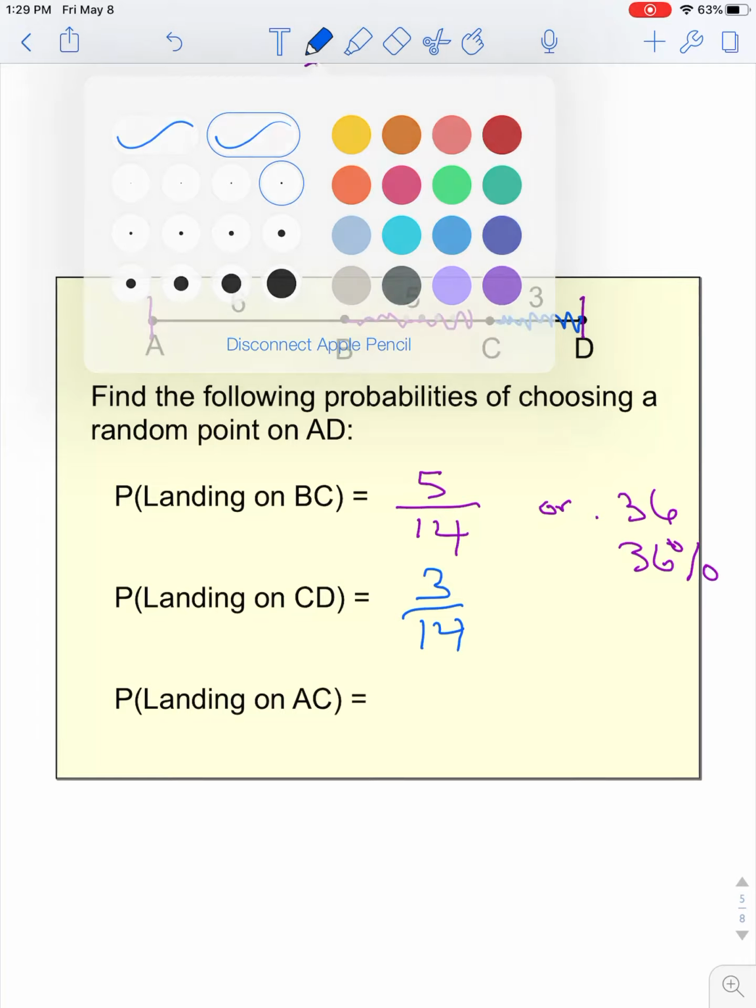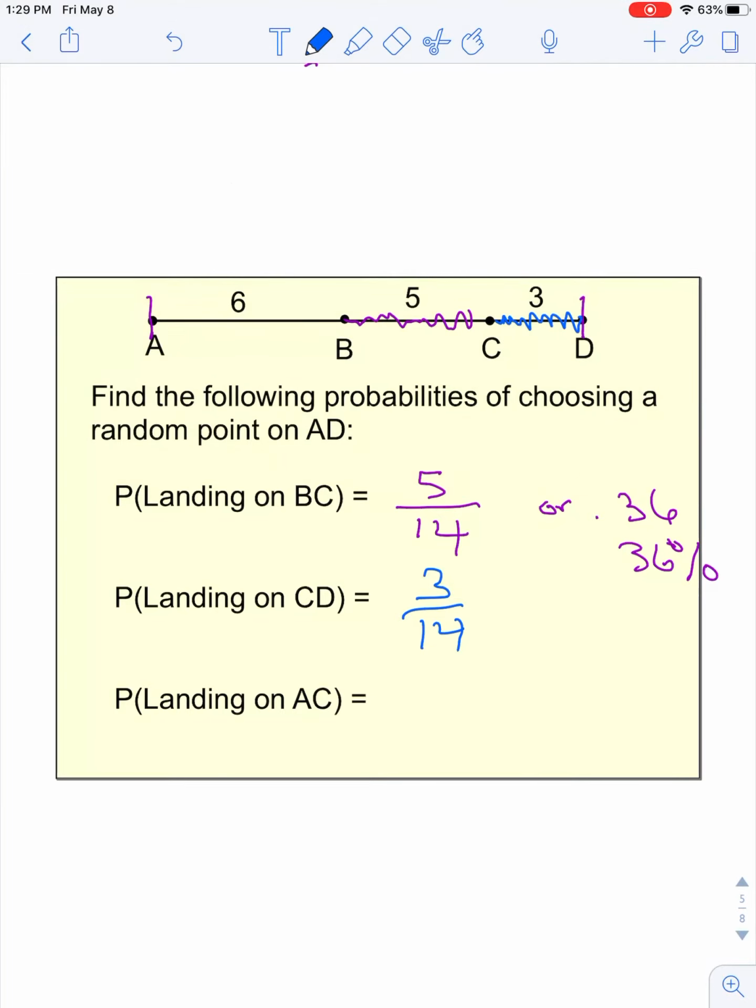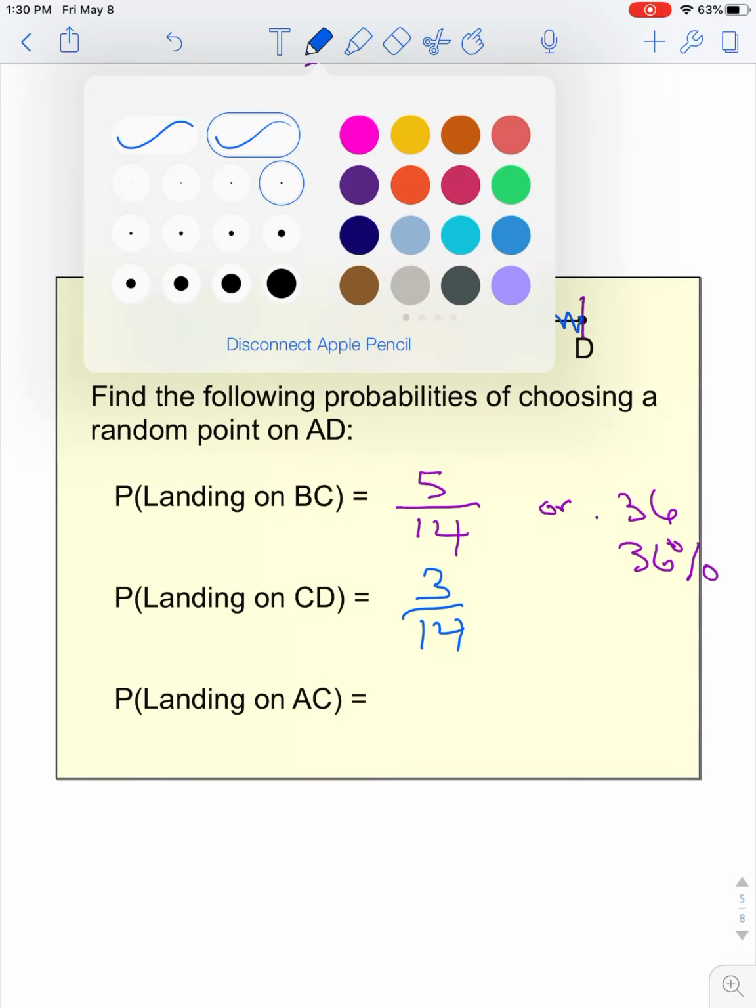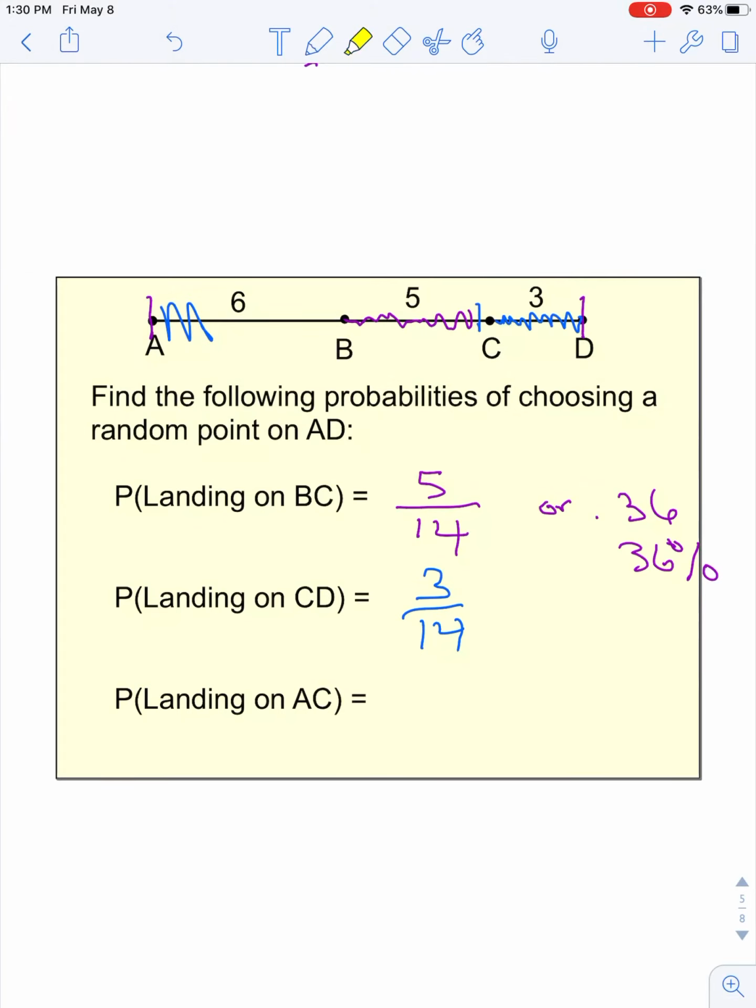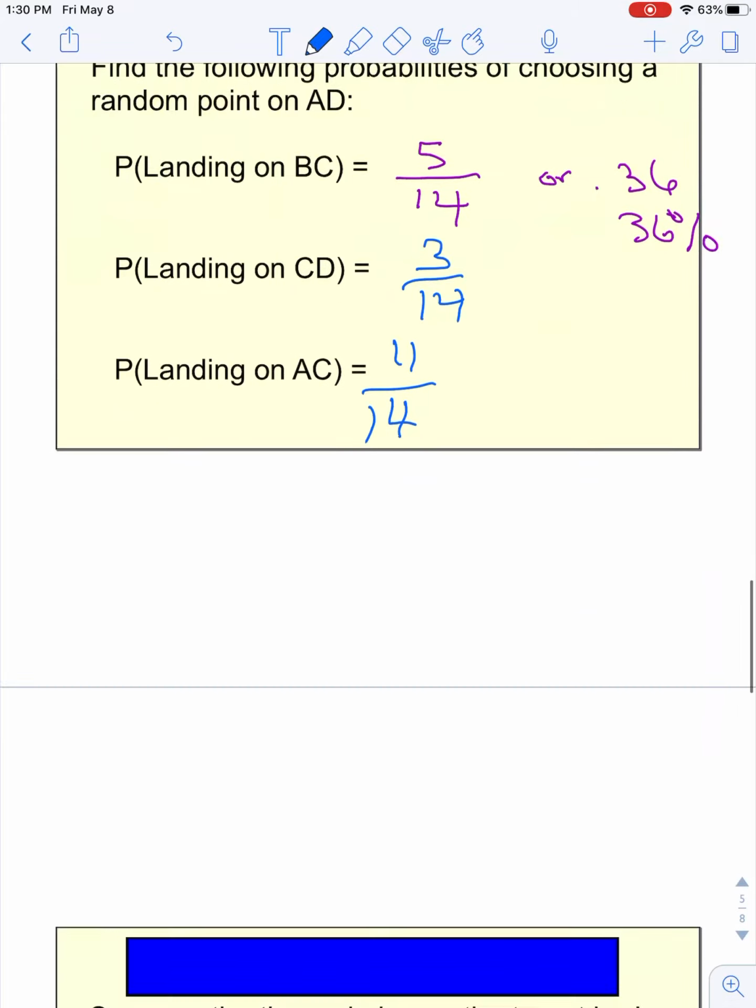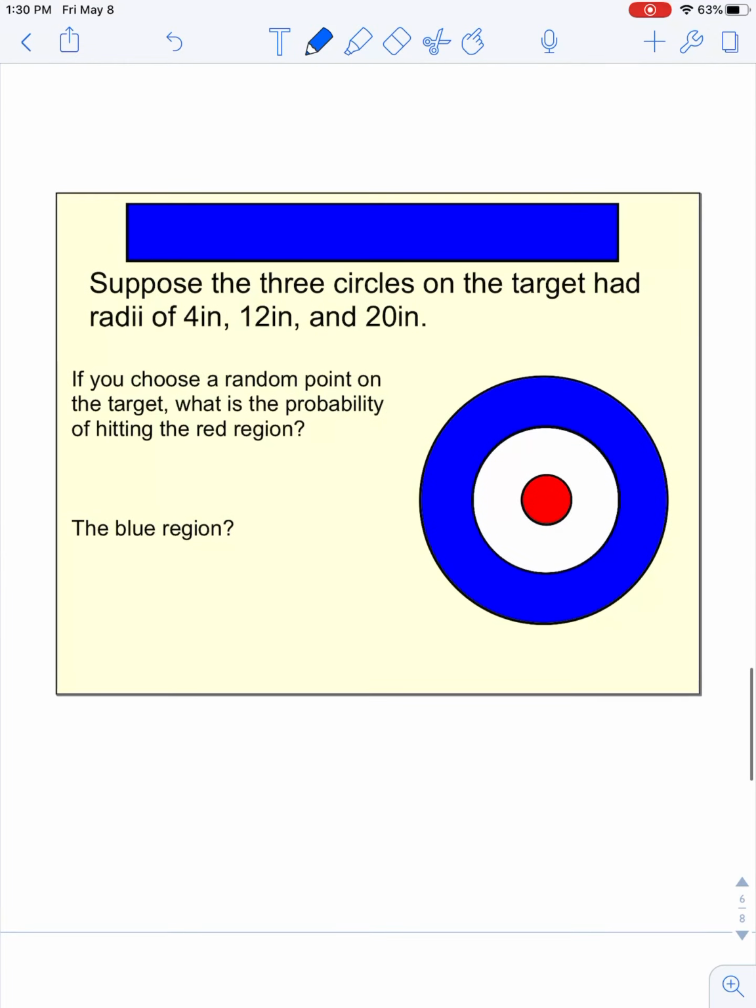Well, some colors are being finicky. All right, A to C is from here over to here. Thought I got a different color, but apparently not. So let's go with the highlighter here. So now we're looking at A to C, which would be 11/14.